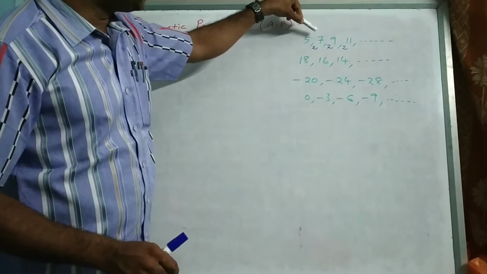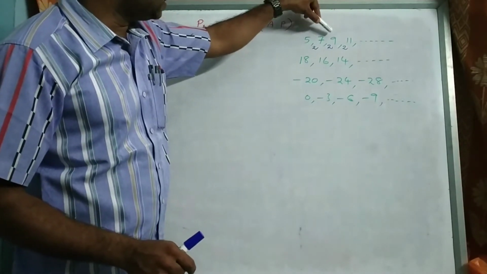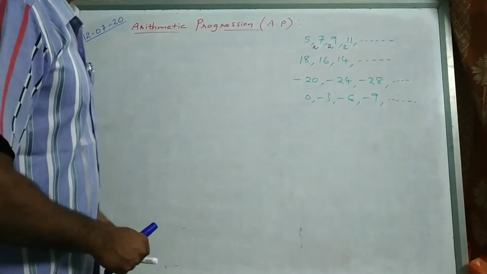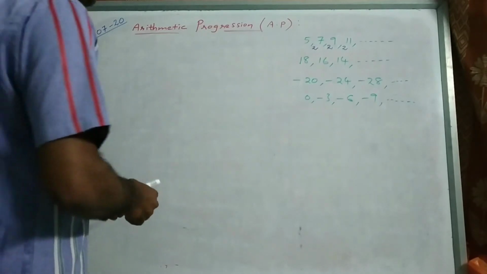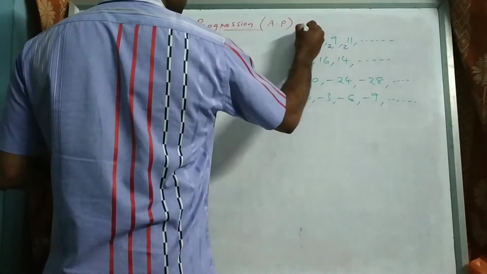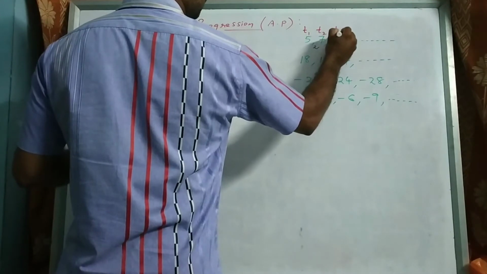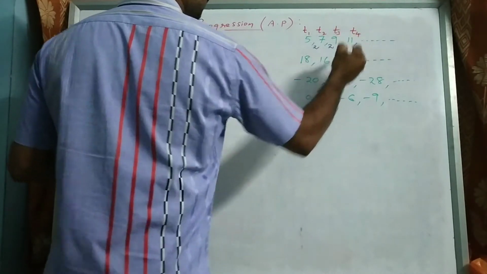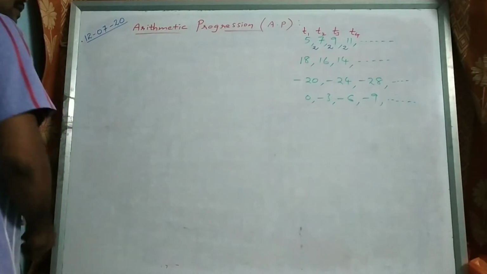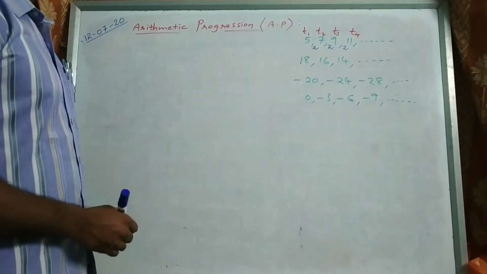So second term minus first term gives 2. Third term minus second term is also 2. Fourth term minus third term is also 2. That is called the common difference. These are called terms. First term is T1, second term is T2, third term is T3, fourth term is T4, like that. So we use T1, T2, T3, T4 to denote terms.